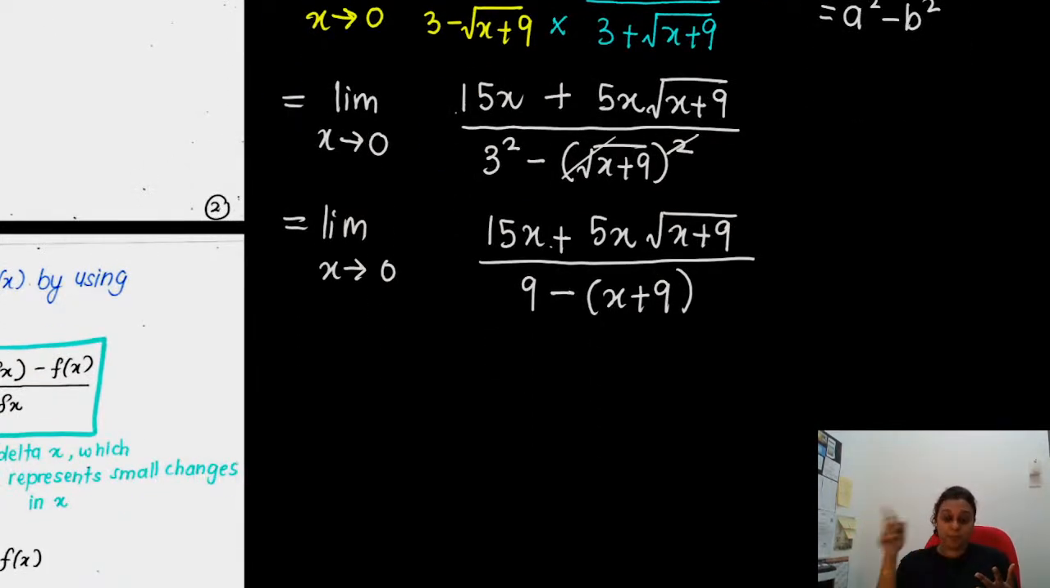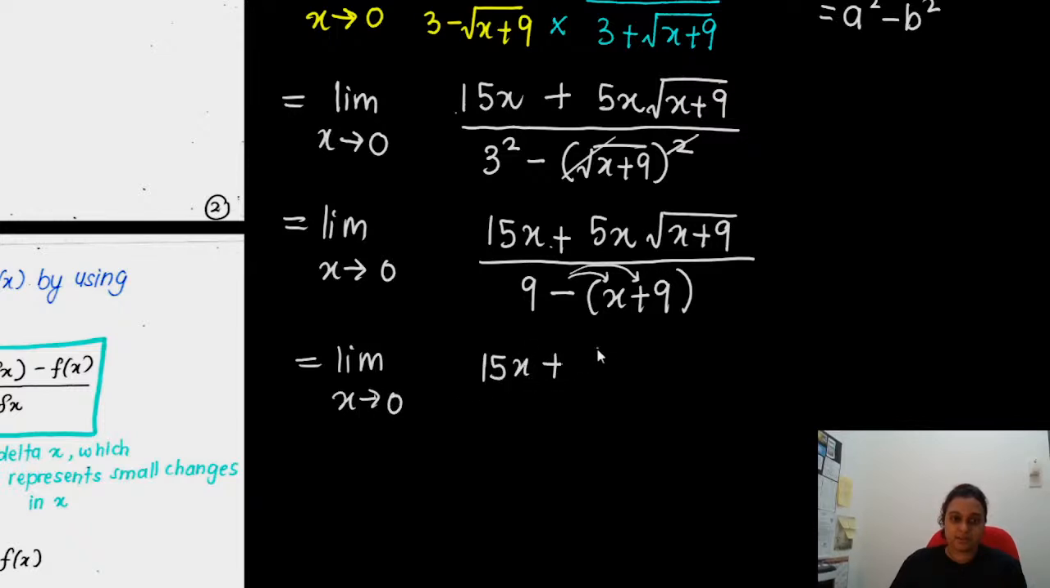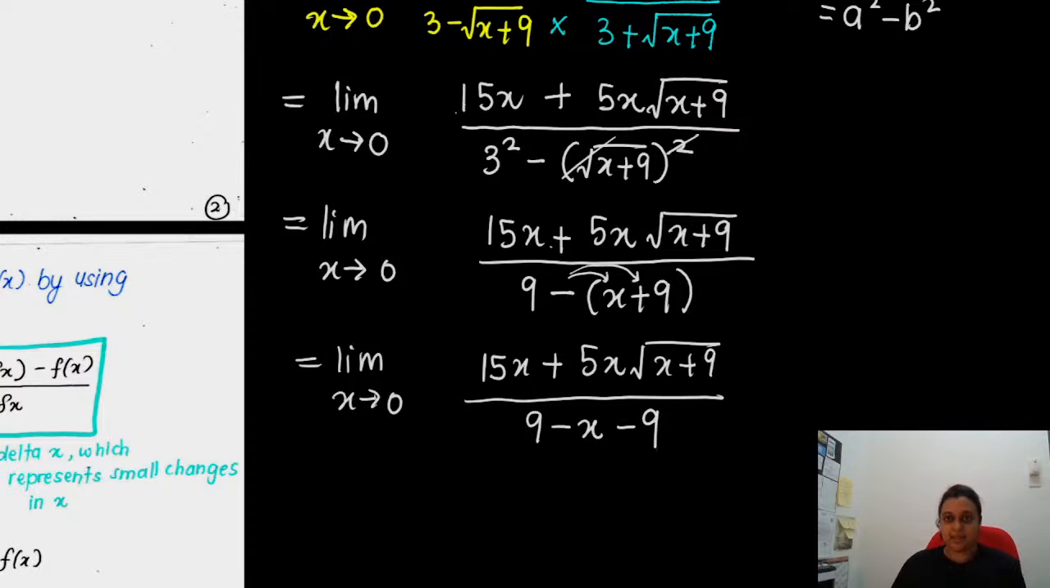Because you have to open up the bracket, right? So when you open up the bracket, the negative will go in. No, you have to times the negative in. Okay, so you will get in this form 15x plus 5x times square root of x plus 9, minus x minus 9. So when the negative goes in, it becomes minus minus. Since now 9 minus 9, nothing, 0 already.